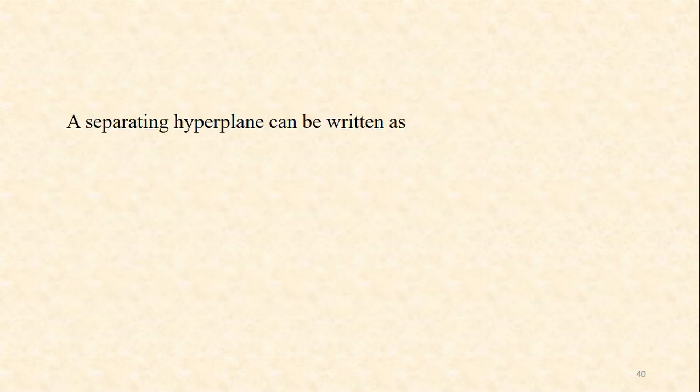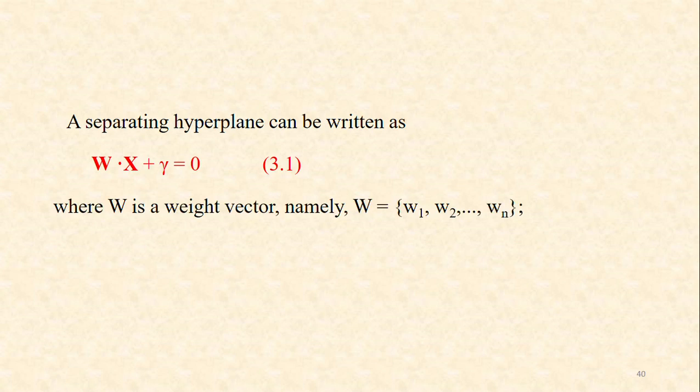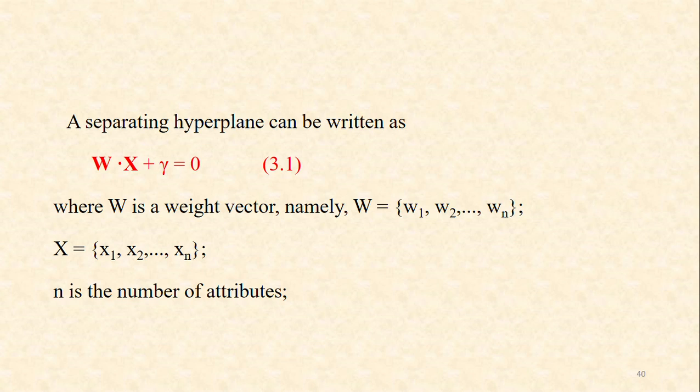Mathematically, a separating hyperplane can be written as w dot x plus gamma is equal to 0. W dot x is nothing but a dot product, or it can also be written as w transpose x plus gamma is equal to 0, where w is the weight vector, or the parameters, of dimension n, and x is the input data, which is of n dimension in size. N is the number of attributes, and gamma is a scalar often referred to as a bias quantity.